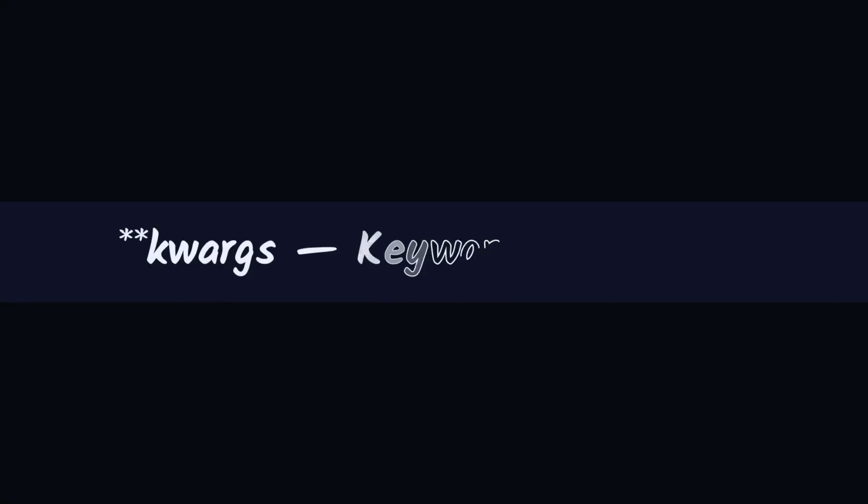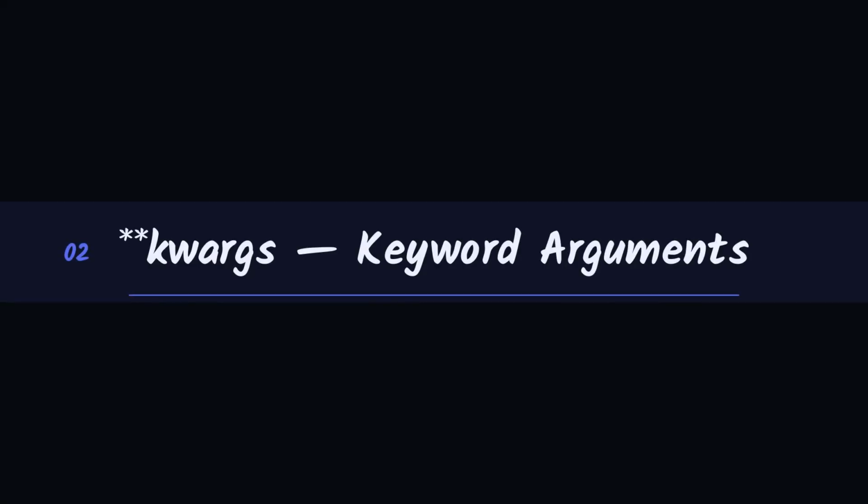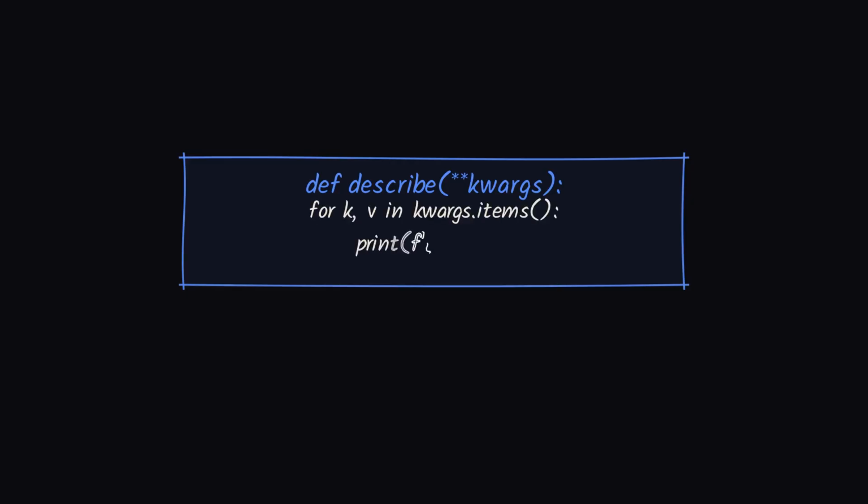Double star kwargs does the same thing for keyword arguments. Instead of a tuple, it collects them into a dictionary where the keys are the parameter names and the values are the values passed. The function is named describe. The double star before kwargs collects keyword arguments into a dict. The body loops over the dictionary items and prints each pair. No return value needed here, we just print.